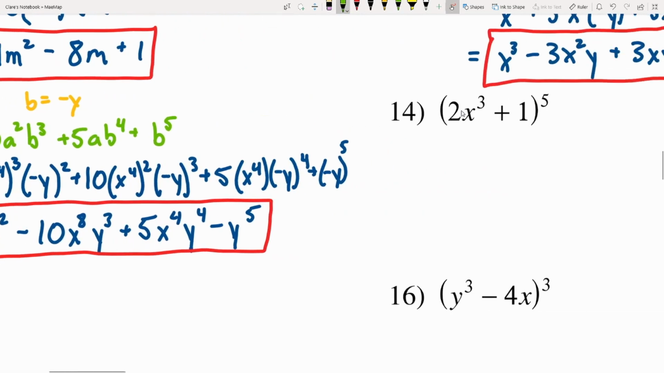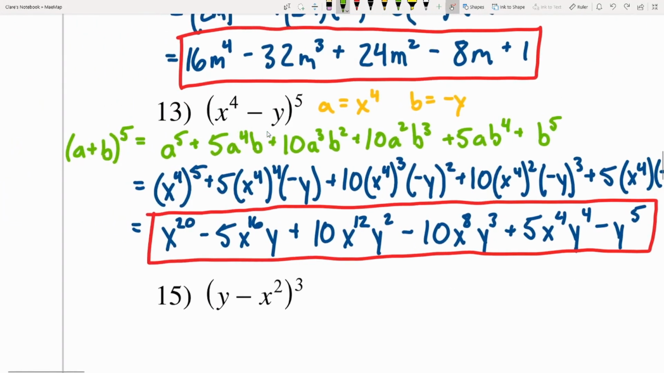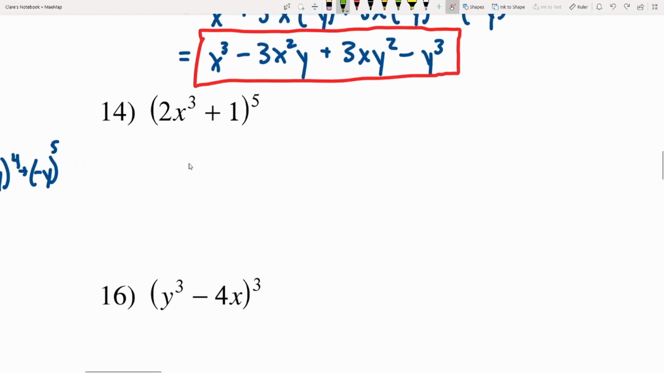Now number 14, again, I'm expanding a binomial to the 5th degree, which we know that pattern right here. So I'm just going to rewrite that pattern in number 14, so I don't have to keep scrolling back and forth. So we have a plus b to the 5th. That's going to equal, and I'll go ahead and fast forward this part so you guys don't have to worry about it.